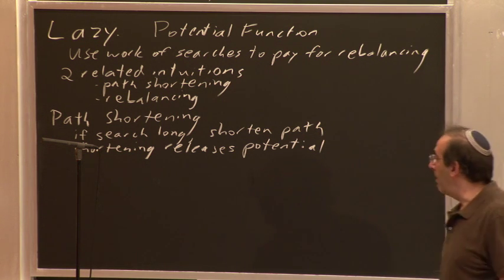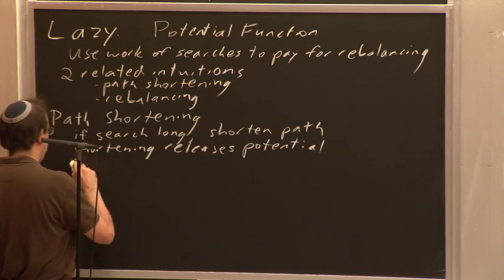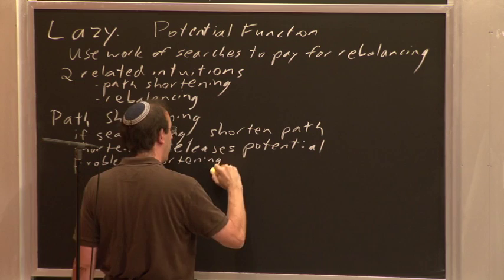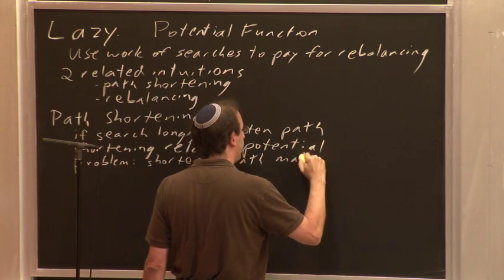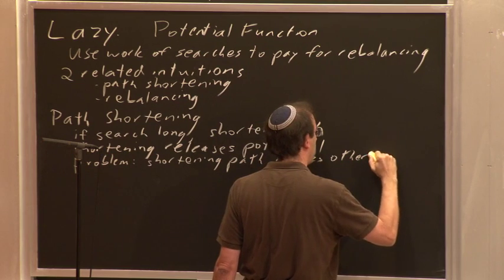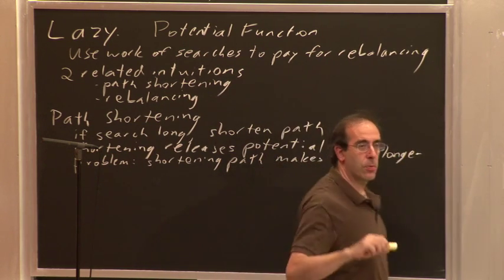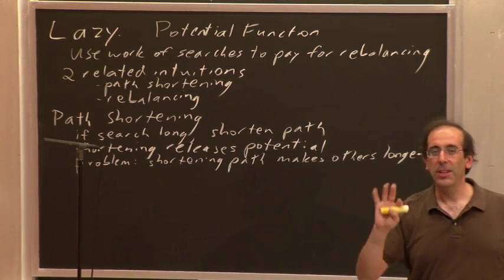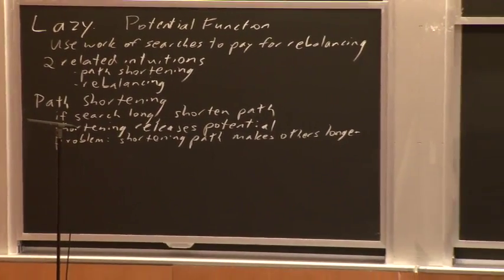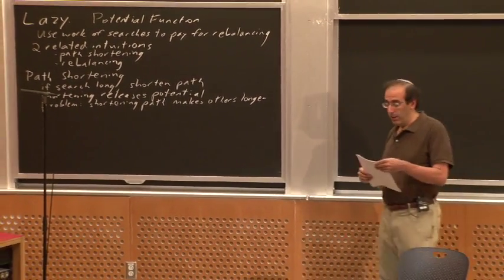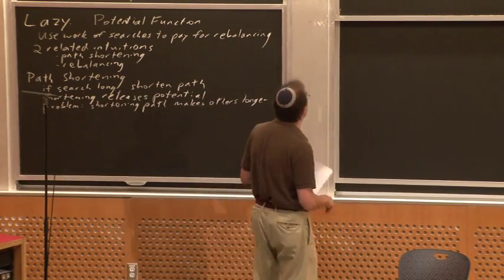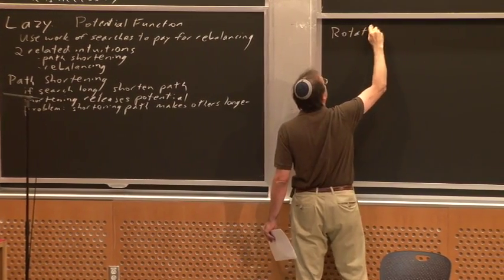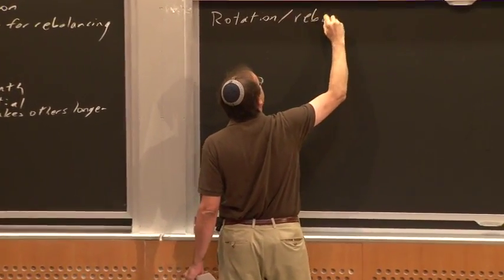The problem is that shortening one path makes others longer, because the way you're going to shorten a path is by moving things onto other paths, and they're going to get longer. So we're going to have to be careful in the design of our potential function to make sure that we do get something back when we shorten this long path. But now let's instead talk about the other intuition, which is rotation or rebalancing.